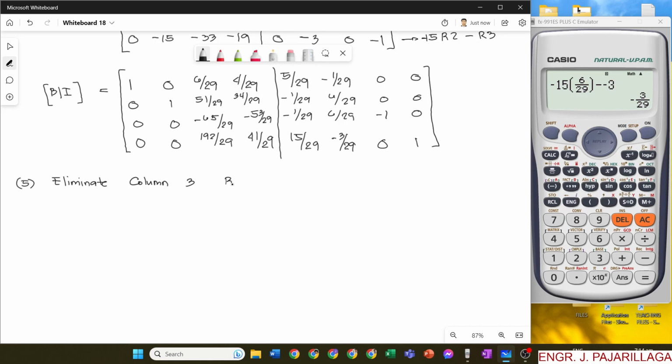Column 3, rows 1, 2, and 4. So, gusto naman natin i-eliminate ito, ito. By the way, hindi pa pala tayo nagpo-pivot. So, pivot muna tayo. Okay? So, hindi pa pala ito naka-1. So, ang gagawin muna natin is to pivot.